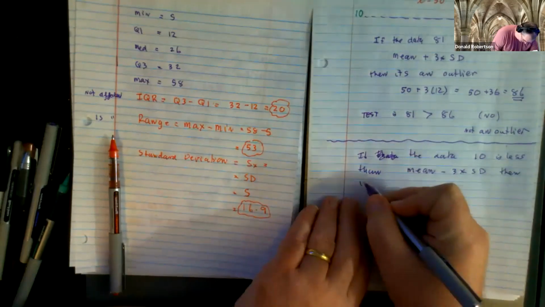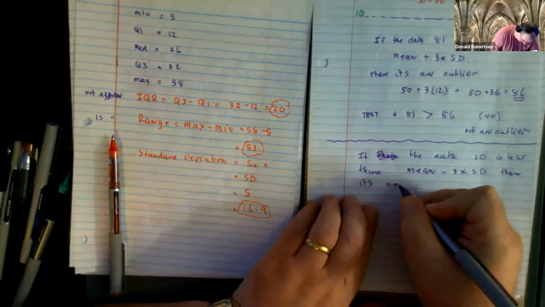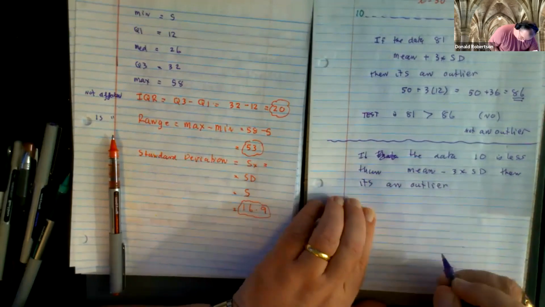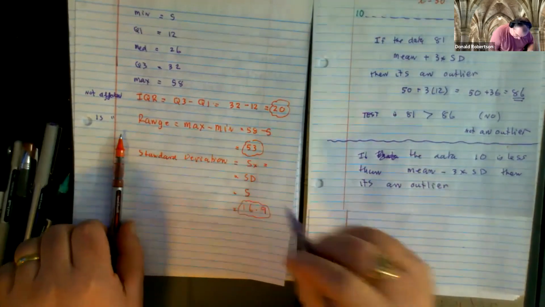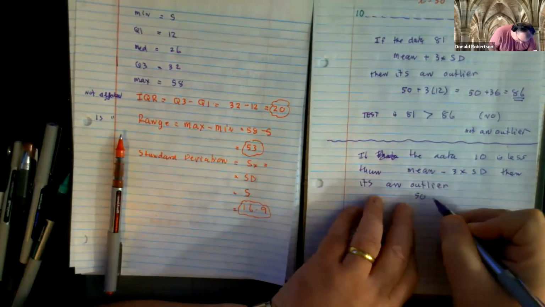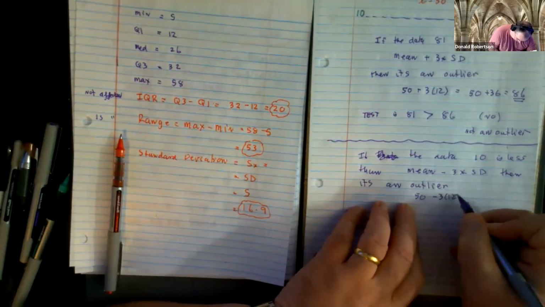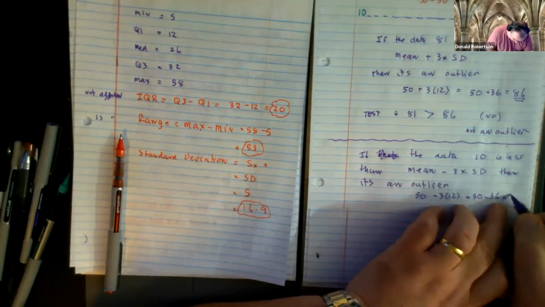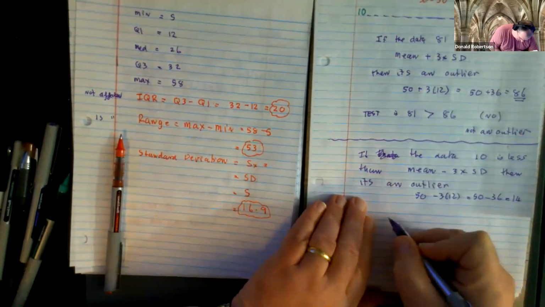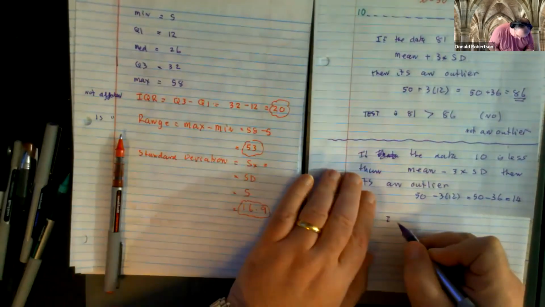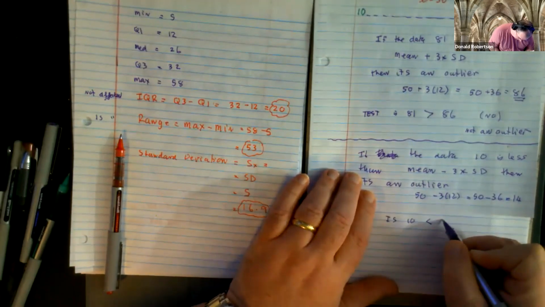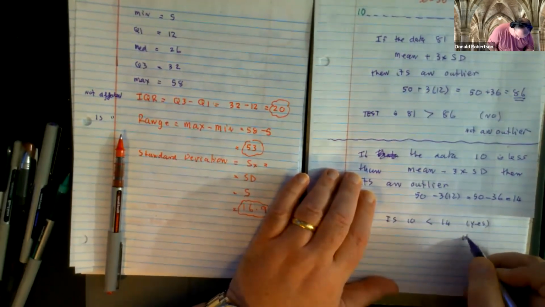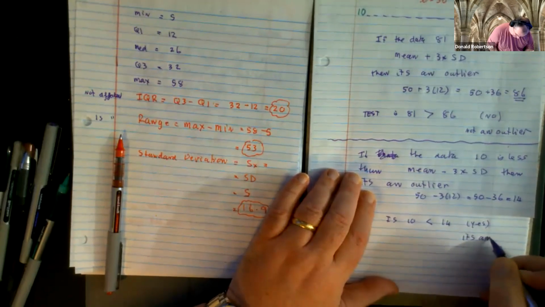So then it's an outlier. And what does that look like? Well, in this case, it's 50 take away 3 times 12, which is 36, which gives 14. Now, is our little number 10 less than 14? And the answer is yes, it is. So it's an outlier.